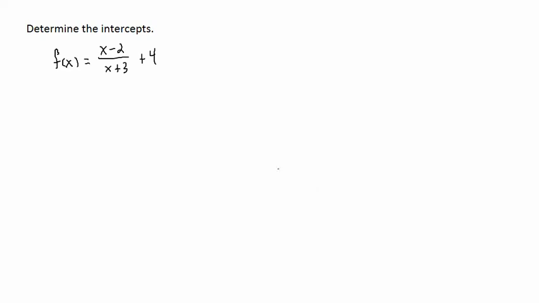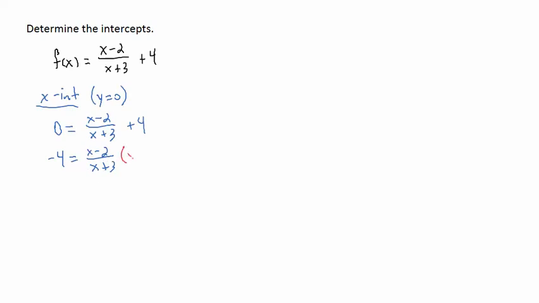Here's a function that has a fraction in it, and it's called a rational function. We're going to find the x-intercepts. We're going to plug 0 in for y. So we get 0 equals x minus 2 over x plus 3, plus 4. And probably the easiest thing to do here would be to subtract 4 from both sides. And then, when you have an equation with fractions, you try to get rid of the denominator. So we'll multiply both sides of this equation by x plus 3.